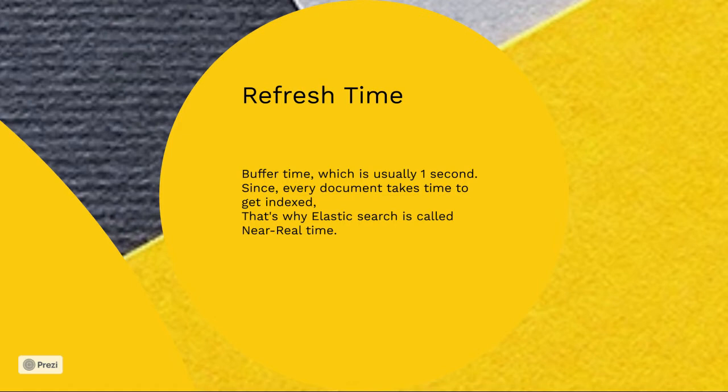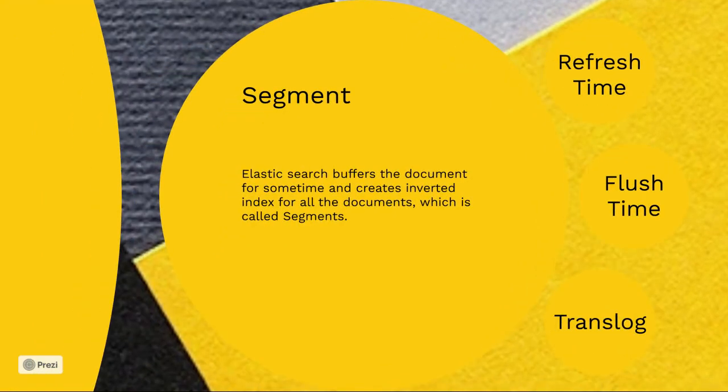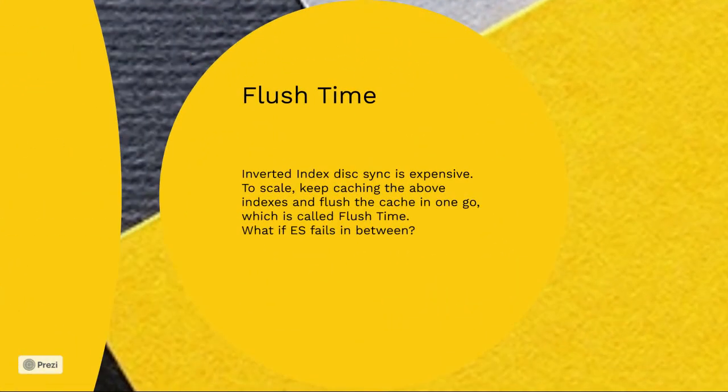The above optimization might save us some cost, but again, will it be scalable? Each inverted index disk sync takes considerable resources, and because of this bottleneck, Elasticsearch couldn't have scaled to support millions of documents. So, how did they fix it? Yes, caching. Instead of directly saving in the disk, add it to a cache first and then flush the cache later in one go. This time is called flush time.